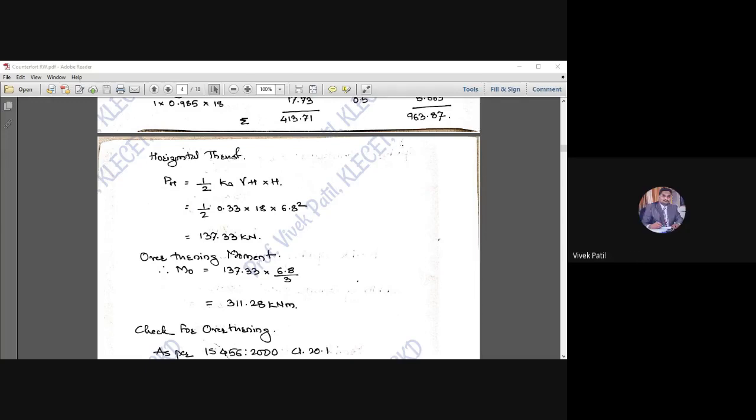Okay. So the factor of safety required here is 1.4. The restoring moment has to be multiplied by 0.9, and this value divided by the overturning moment should not be less than 1.4. So it should be greater than 1.4. Let us see whether it is like that. Factor of safety is 0.9 MR, the restoring moment, divided by MO, the overturning moment. So 0.9 into 963.87 divided by 311.28.